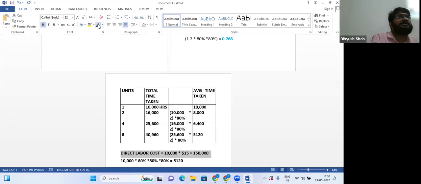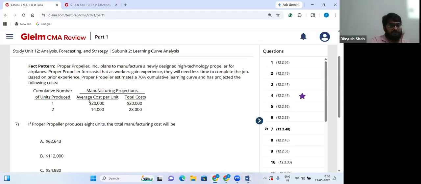Same concept. It makes no difference whether they are telling average time or average cost. You just will change. In the second column, instead of writing total time, write total cost. Nothing else will change. All the calculations are the same. In the fourth column, because the third column I have used for calculations, instead of writing average time, write average direct labor cost. Nothing else changes. Only instead of labor time, you write cost. Calculations are exactly the same. So see, average cost per unit, think of it as average time, same, 20,000 and 14.